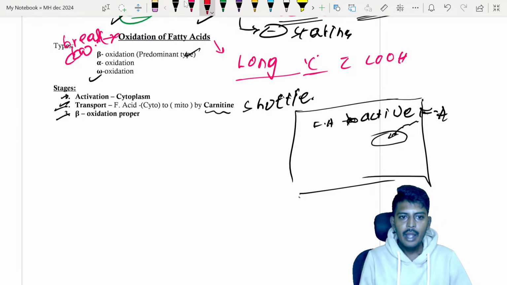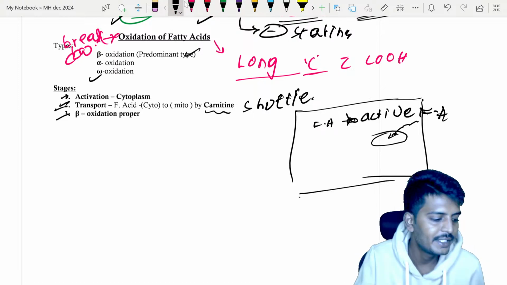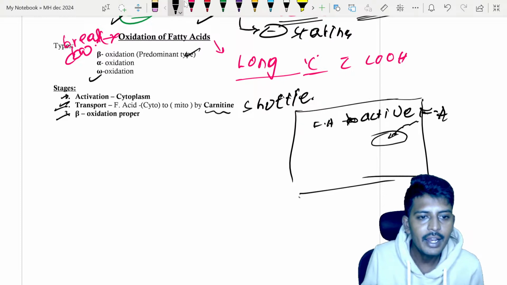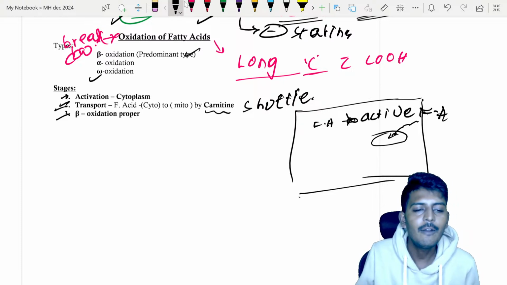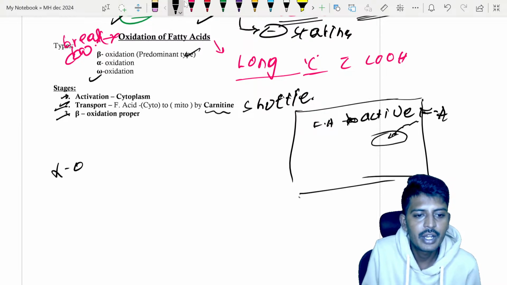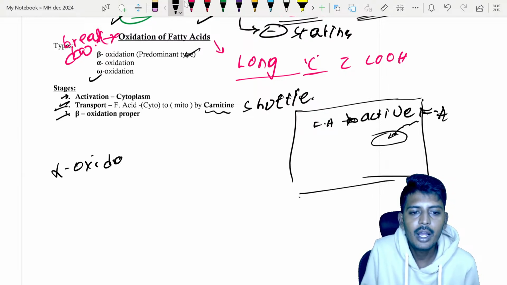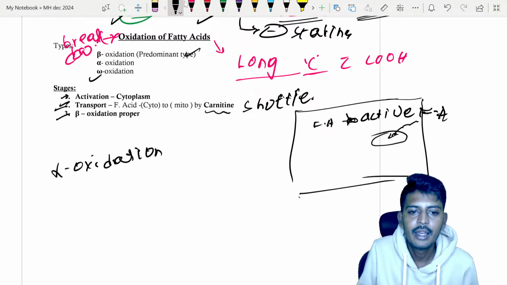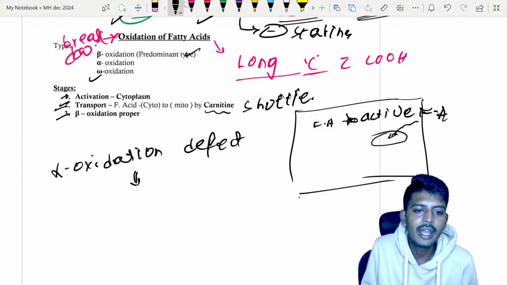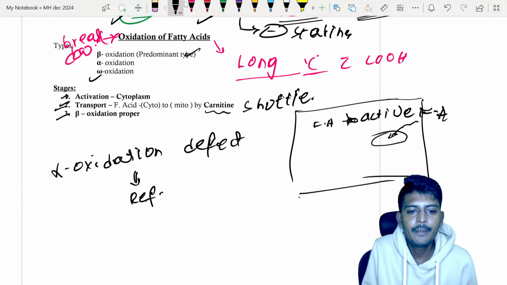Okay, let's go to the next part. Once beta oxidation proper is done, let's talk about alpha oxidation. Alpha oxidation is minor, but alpha oxidation defect leads to a disease. What is the name of the disease? It leads to a disease called Refsum disease.